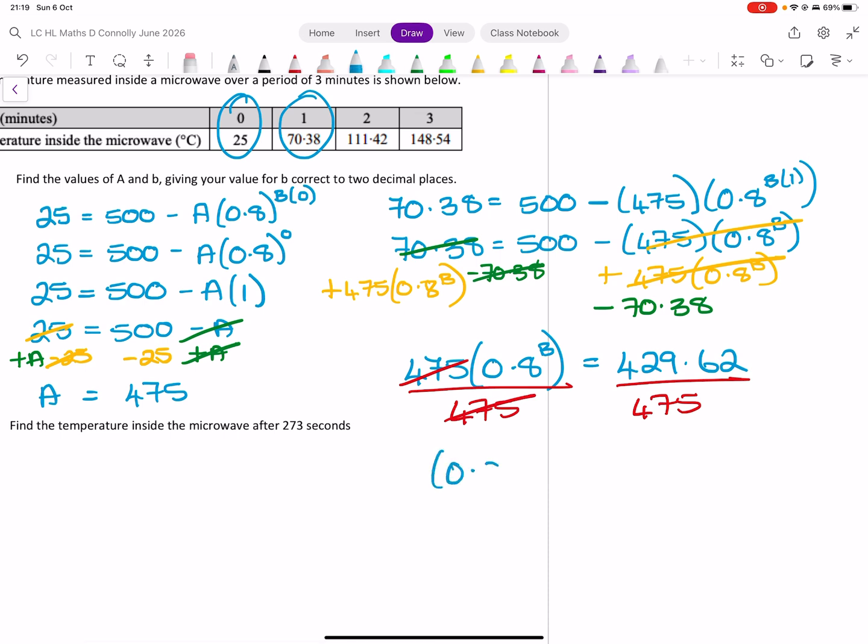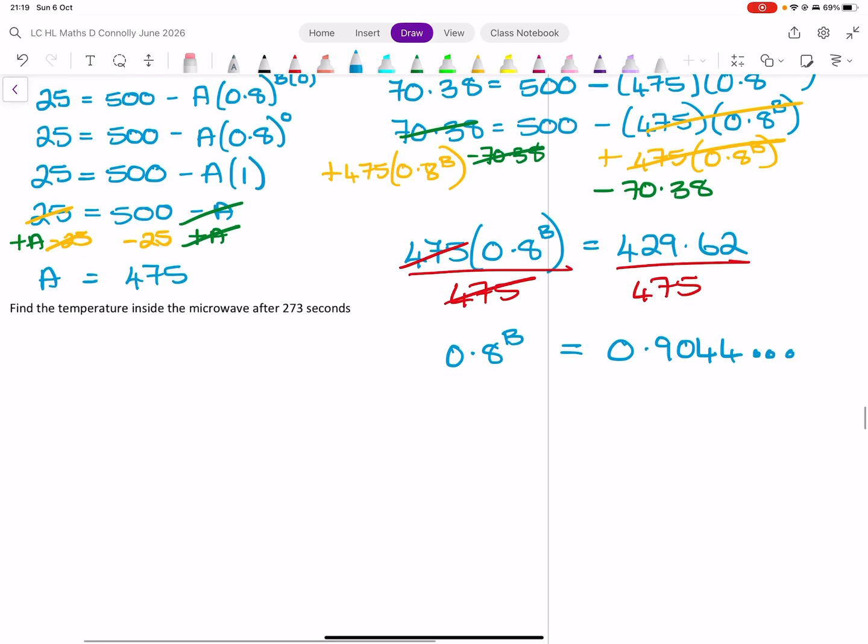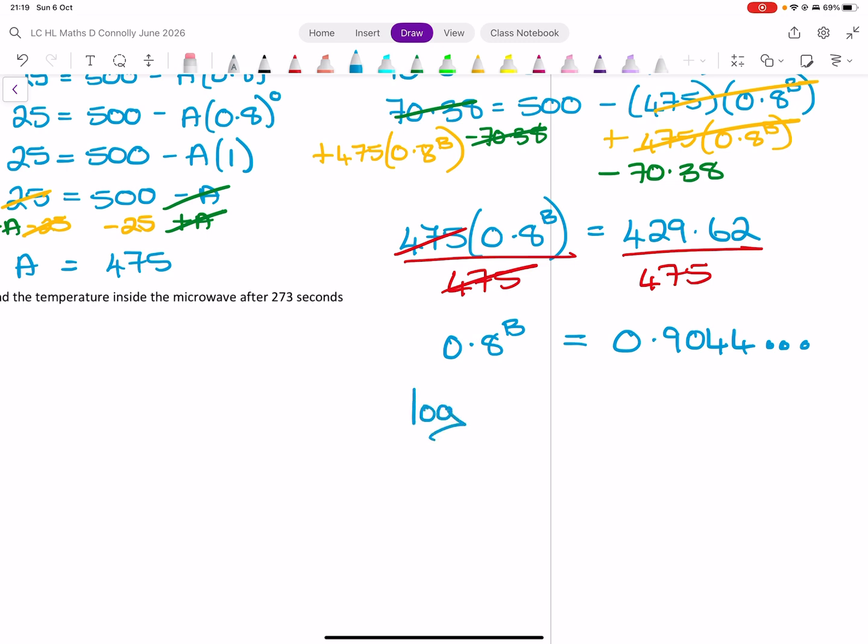So 0.8 to the power of b, I don't need the brackets anymore, actually, equals 0.9044. And again, there are more numbers. The variable is in the power, so switch to logs. So it's log to the base 0.8 of 0.9044 with my extra numbers equals b.